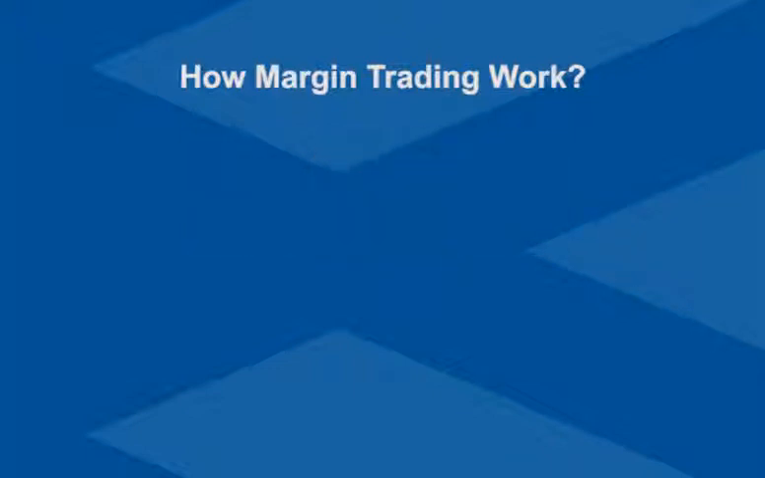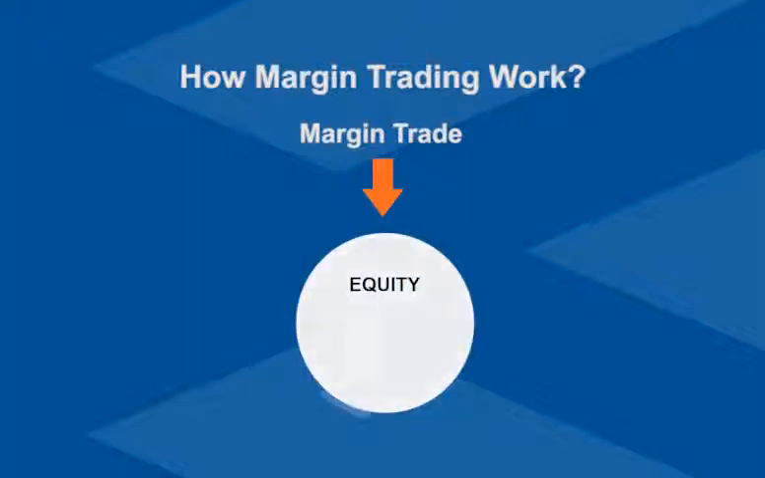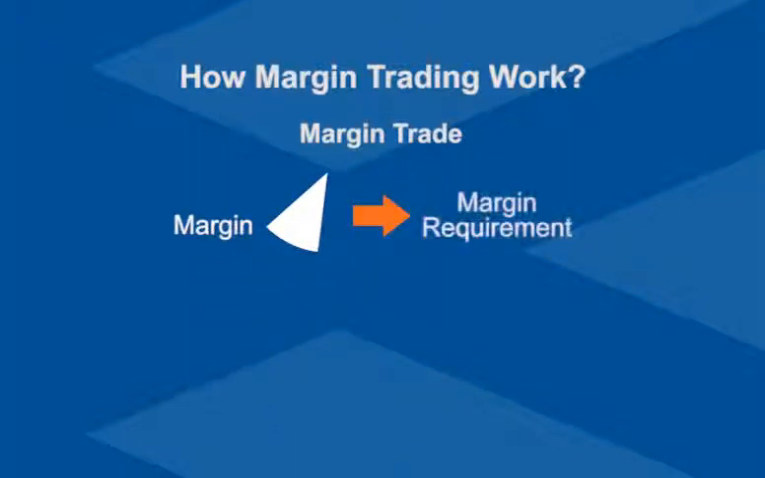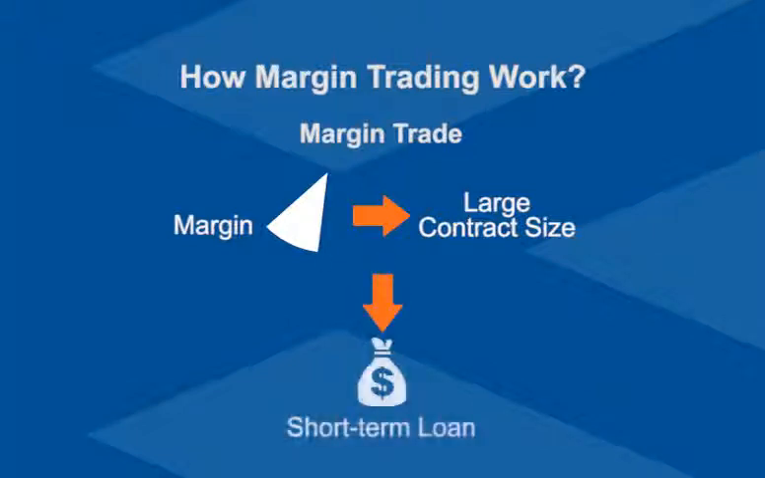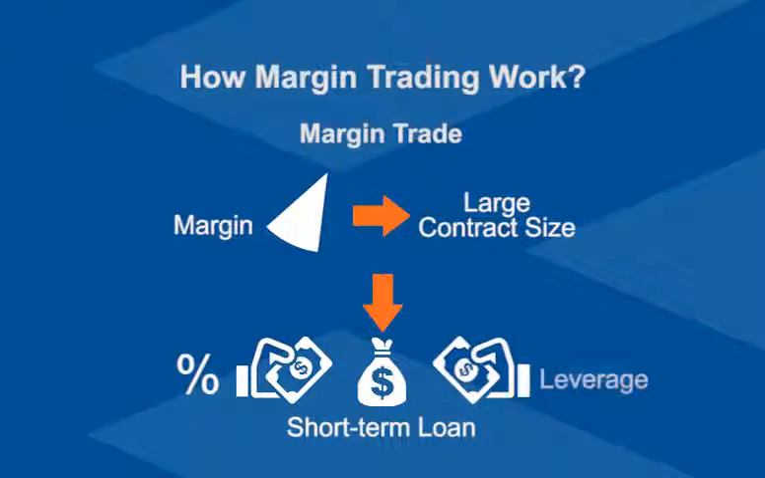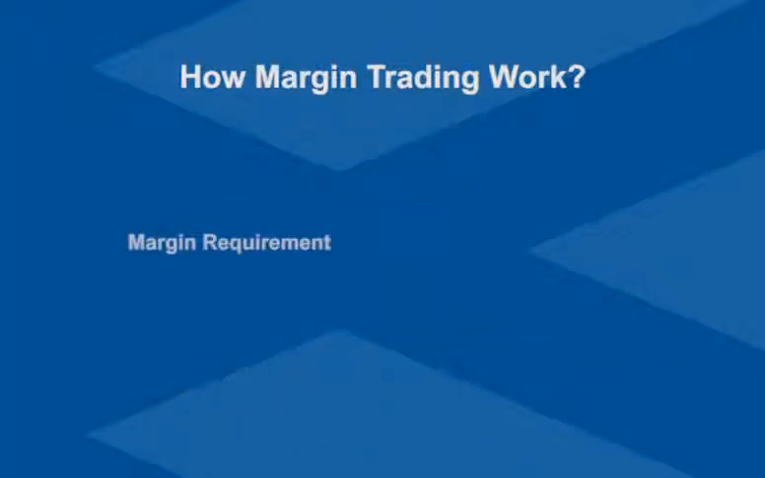So here is how this works. To open a margin trade, you have to set aside some of the equity in your account as margin. This is based on the margin requirement agreeable between you and the broker. With that margin, you can control a large contract size. Another way of looking at it is like taking a short-term loan from us. You can come up with a small percentage of the contract size and we loan you the rest of it as leverage.